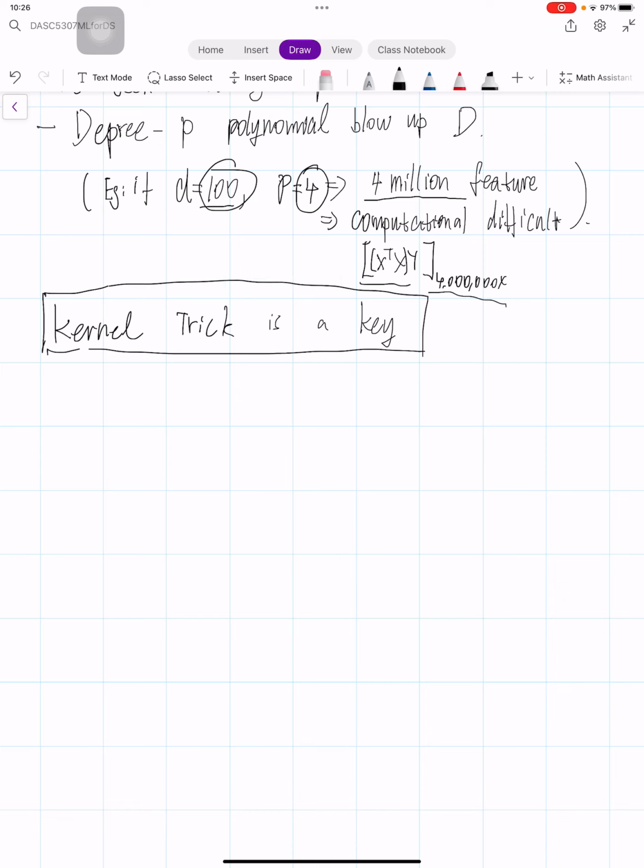When can we apply this kernel trick? There are some assumptions. Let me rewrite this. What algorithms can we use the kernel trick for? The first assumption we have is that the weight can be written as a linear combination of the training points.